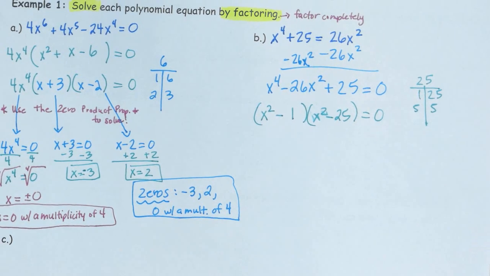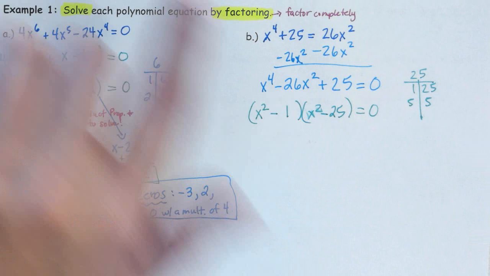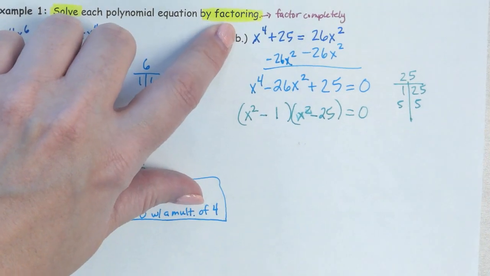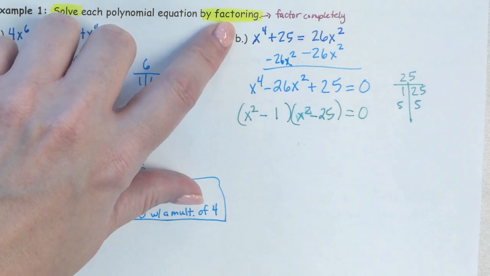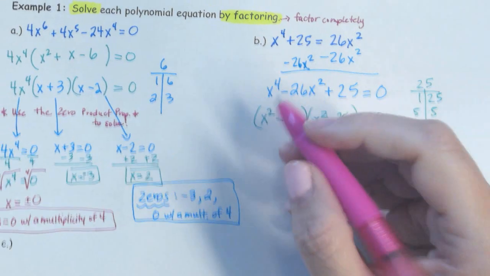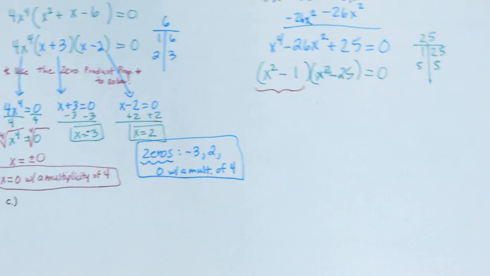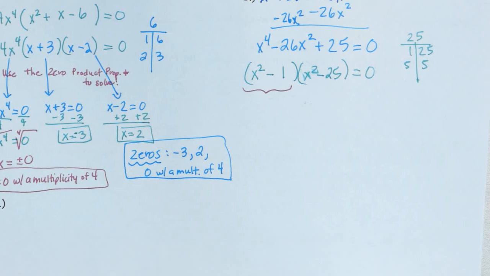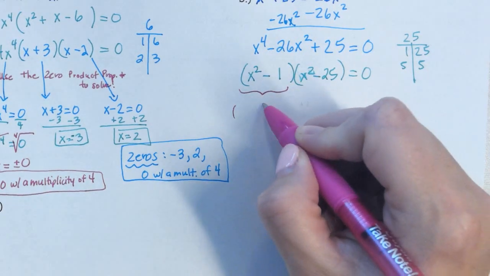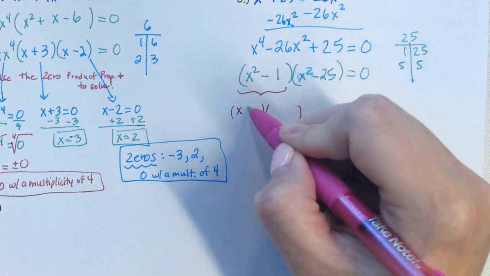And this is where the factoring completely comes in. So you can break these down again, so you need to do that if the directions tell you to factor. Okay? If not, you could just set those equal to 0 and solve. But if you're factoring completely, you have to use the difference of two squares. Okay? So Aiden, what does x squared minus 1 break down into? Mm-hmm. x plus 1, x minus 1.